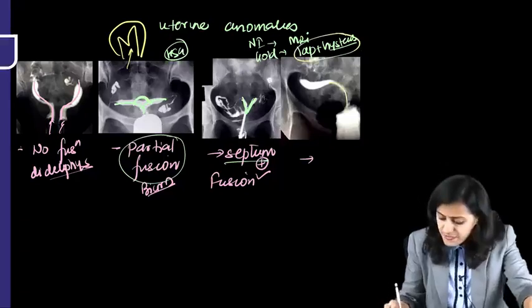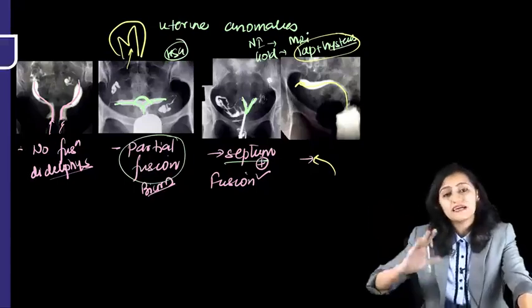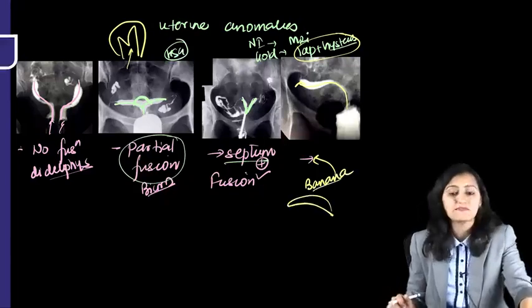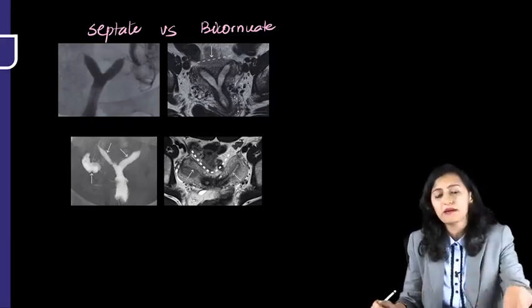And what is this one? This is the unicornuate uterus, where only one duct has developed and it is deviated to one side. So unicornuate uterus, also called as banana-shaped uterus. It's a banana uterus. So how do we differentiate septate from bicornuate on MRI?